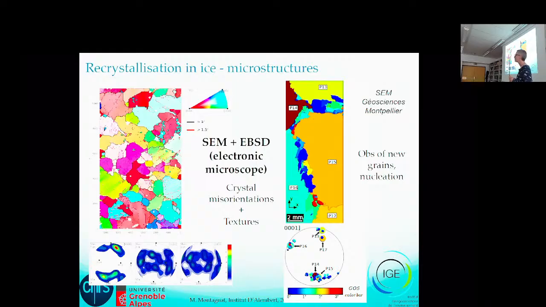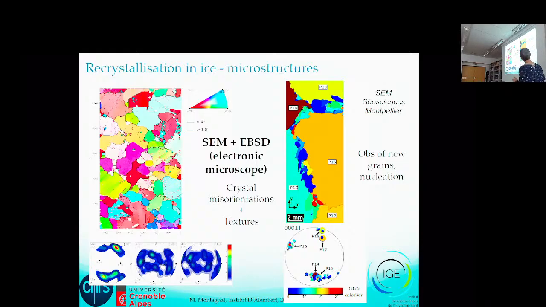I won't go too much into detail, but we can also study the basic mechanisms of dynamic recrystallization with electron microscopes. Here it's an EBSD observation, where this time we have not only the C-axis, the optical axis orientation, but the full crystallographic orientation at quite a good resolution. I don't remember the resolution here, but we can have access to subgrain boundaries in red here and the real orientation of our grain.